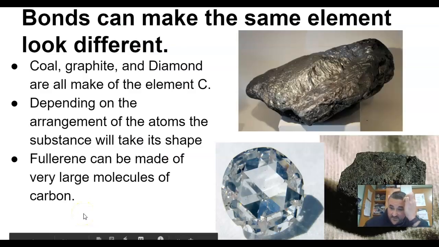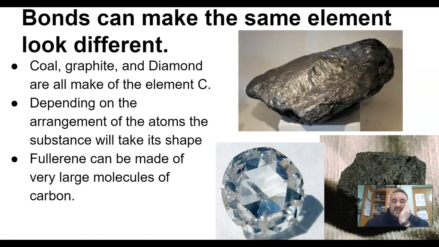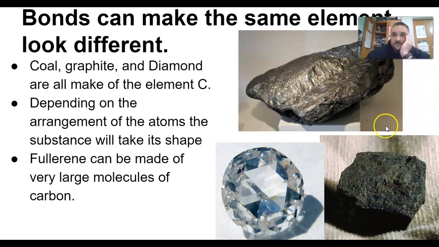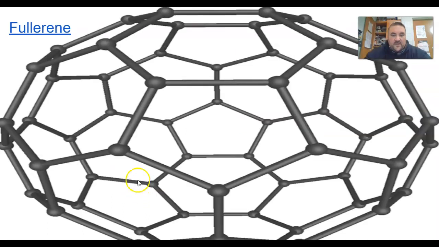So the types of bonds can make things look differently, even though they're made out of the same exact material. This is graphite, like you would find in your pencil. This is a diamond. That's a lump of coal. Depending on the arrangement, the number, and the shape of the particles, you can turn carbon from graphite into diamond or coal, depending on the arrangements. And there's another one called fullerene that I'll show you here that they actually use as a type of lubricant in Teflon sprays. This is fullerene. It kind of looks like a soccer ball. But this particle is all carbon.